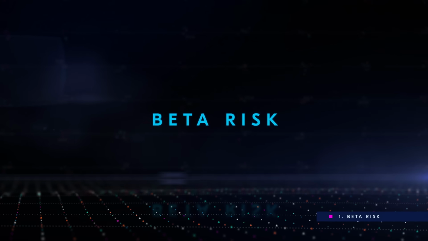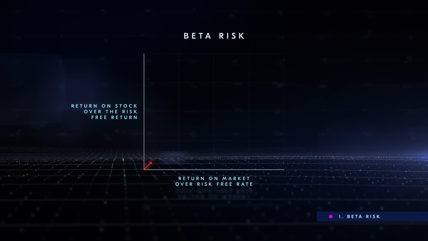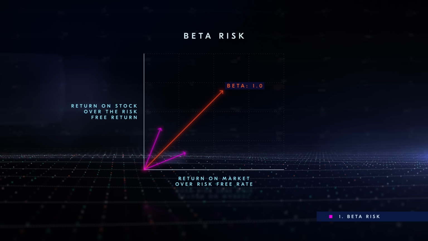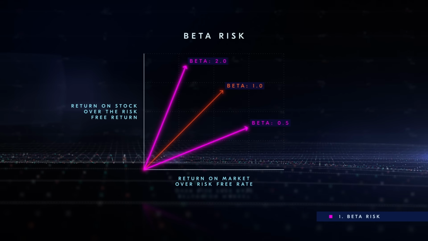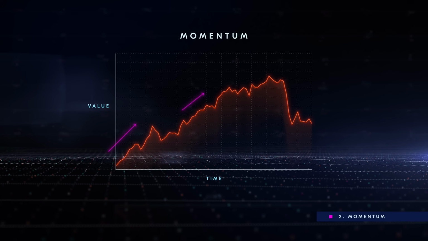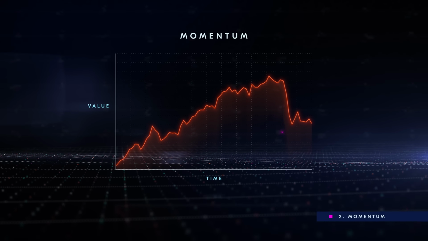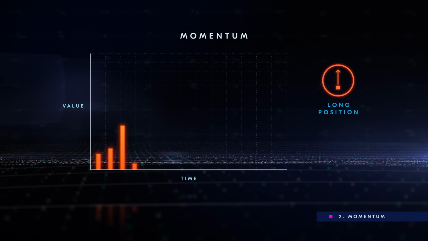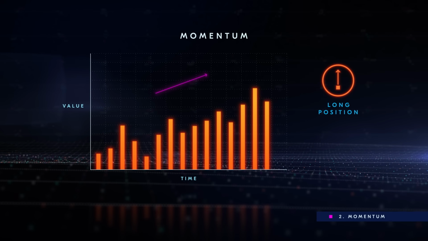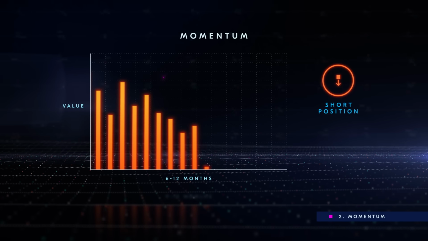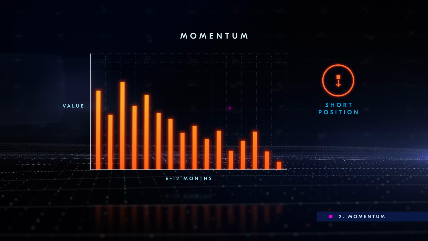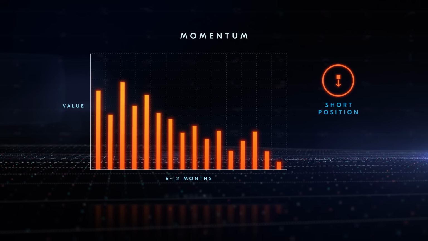Let's review some common factor risks. Beta risk. This is the portfolio's exposure to market direction. It is the result of a time series regression of a stock's returns against the returns of the market. Momentum is a portfolio's exposure to stocks' recent uptrends or downtrends. This is formed by going long on the stocks which continue to be in an upward trend in the recent 6 to 12 months, and shorting the ones which have been on the downward trend in the same time period.